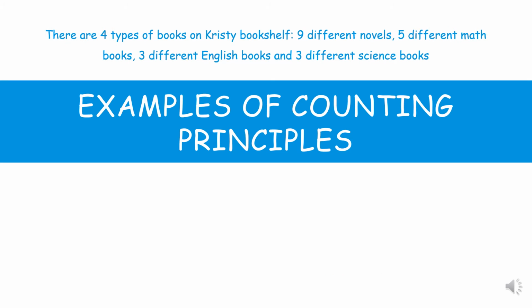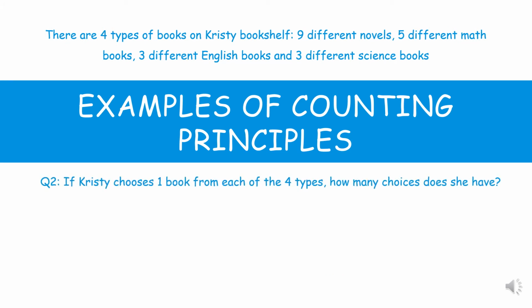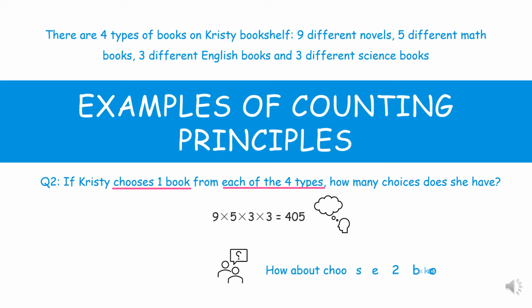The second question is related to the multiplication principle. If Christie chooses one book from each of the 4 types, how many choices does she have? Using the property of product, we can get that she has 9 times 5 times 3 times 3 choices, which is 405 choices in total. But what if, again, she wanted 2 or more books? I'll leave that question for you all to think about in your own time.